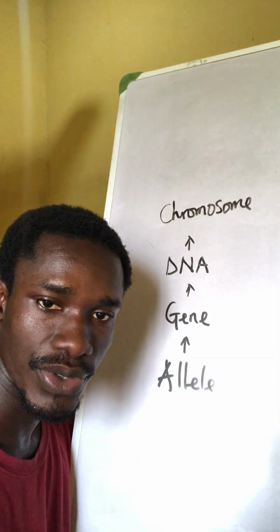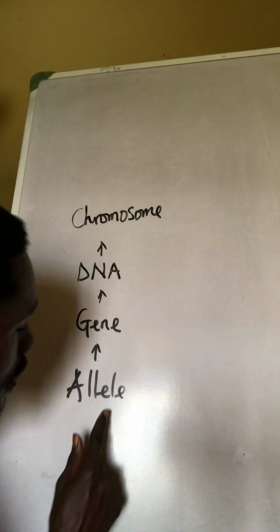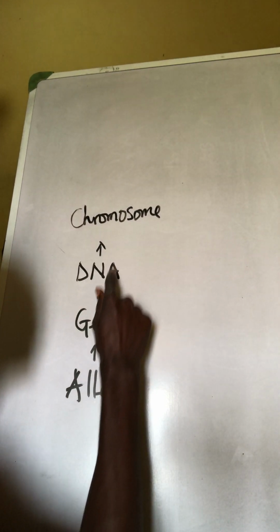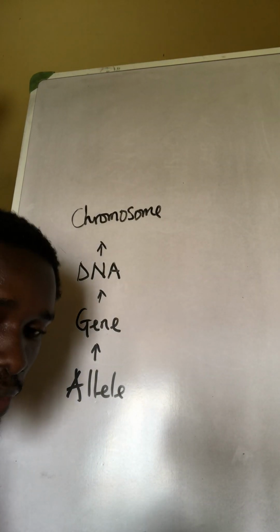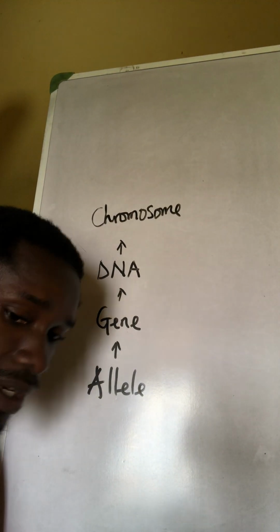Most asked questions in genetics. Let's take a look at this simple explanation: allele, gene, DNA, and chromosomes. So this is the order in which they are categorized.